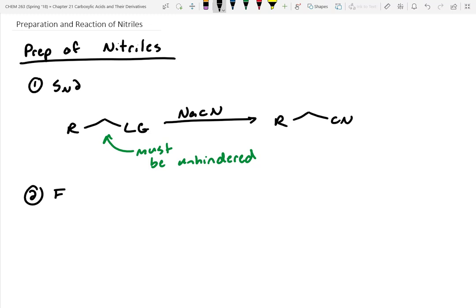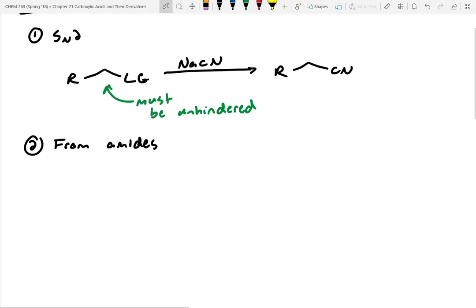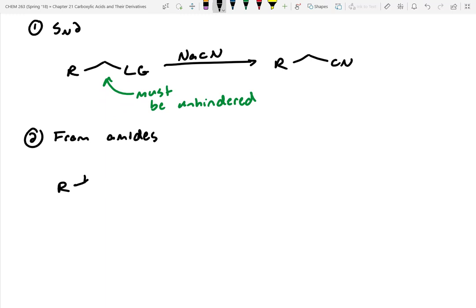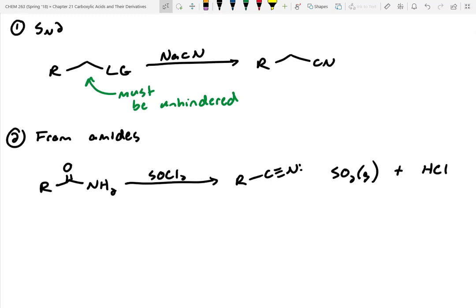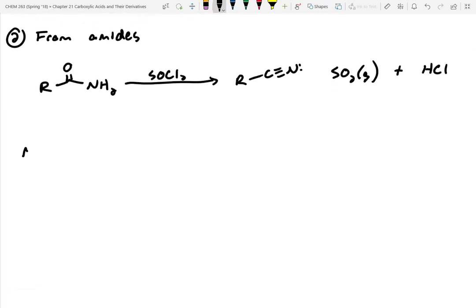The second one is from amides. And with amides, the reagent I said you needed to use is thionyl chloride. When you do this, you can interconvert this amide to a nitrile. And then just like with all the other thionyl chloride reactions, you kick off sulfur dioxide gas, and you kick off hydrochloric acid as a byproduct. So let's take a look at this mechanism, because it is very strange.